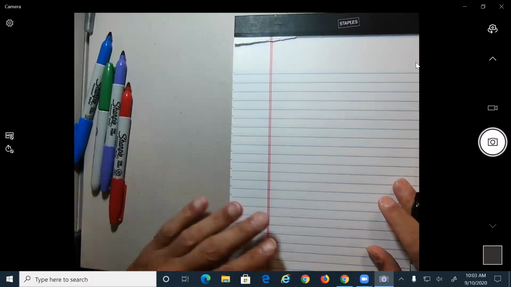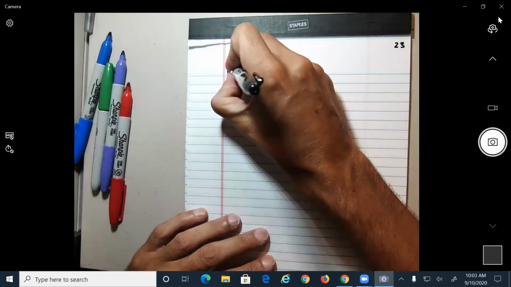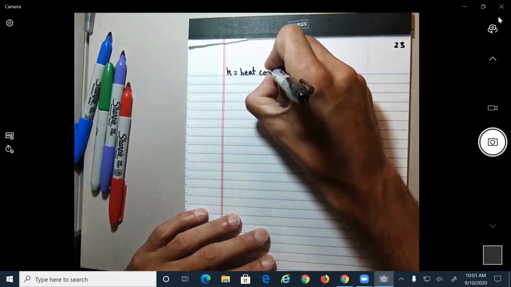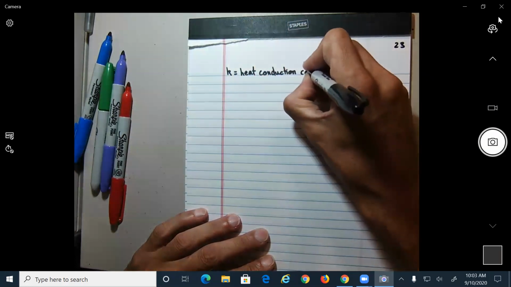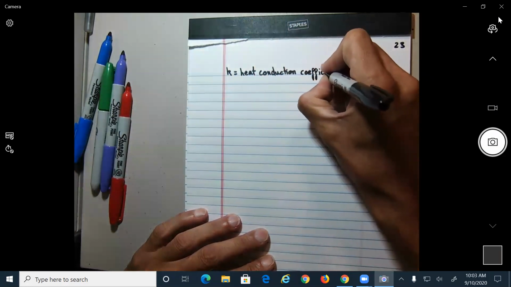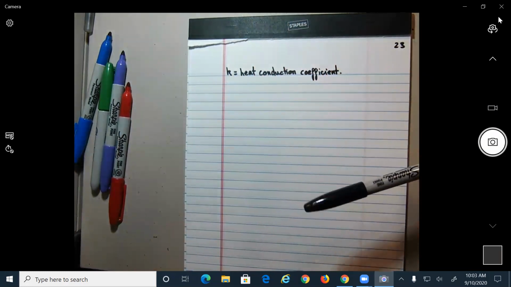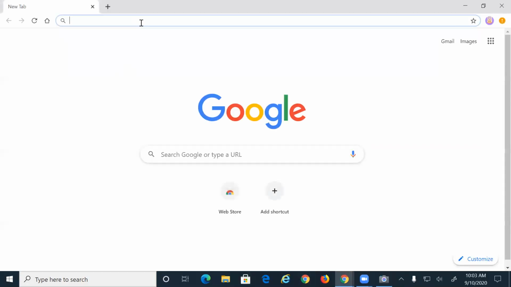All right, so just here as an example, let's just look at some of the K heat conduction coefficient values. And I don't have the book with me, but that's not important. So let's just see what would be different values for this K. So let me go online.